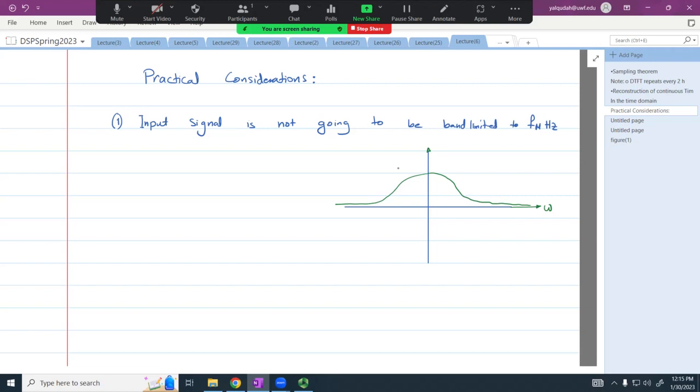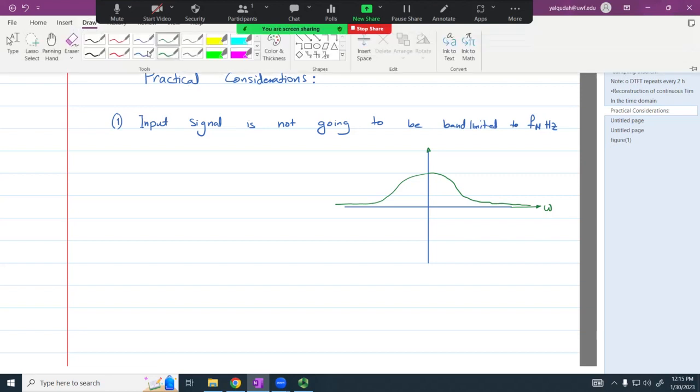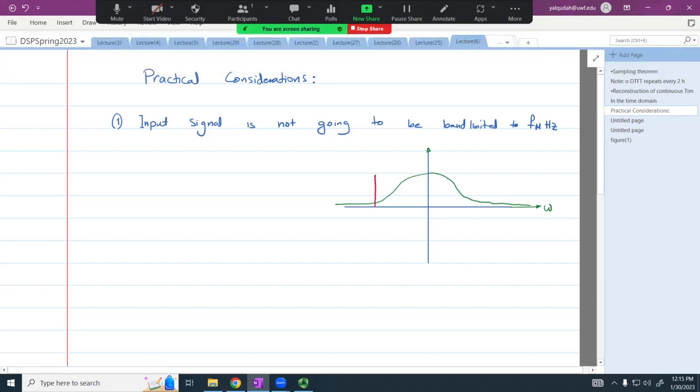So what we're going to do, and we'll see this in the next class, is pass the signal, before I sample it, through a filter that is going to remove all these high frequency components. Make sense? Any questions? Okay, we'll stop here.